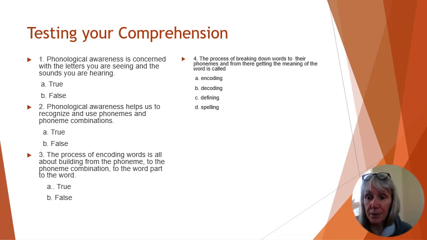If you got B, decoding, you're absolutely right. A, encoding, is building of words from their phonemes. When we break down the entire meaning of a message to get to the basic unit, the phoneme, it is decoding. Defining is simply telling the meaning of the word, and D is spelling, which we have not even talked about yet. So the correct answer for 4 is B, decoding. Let's move on to number 5.